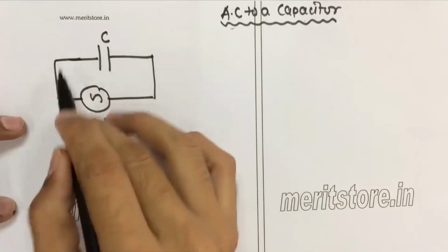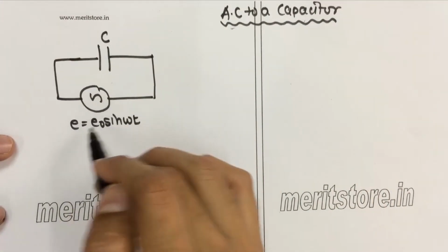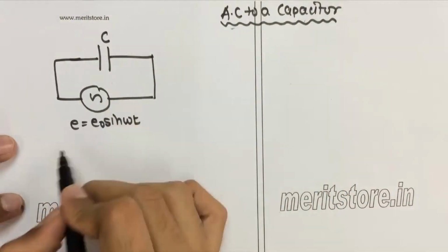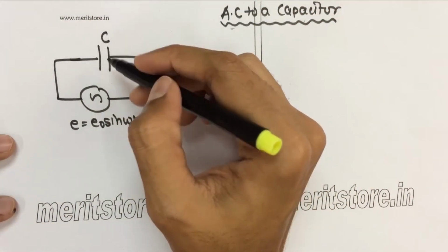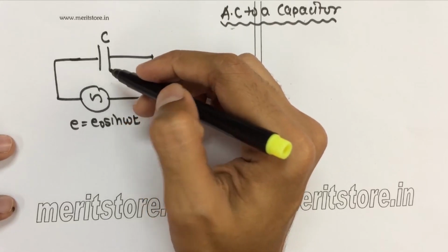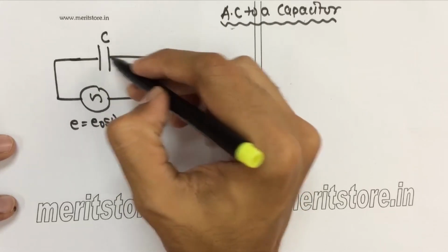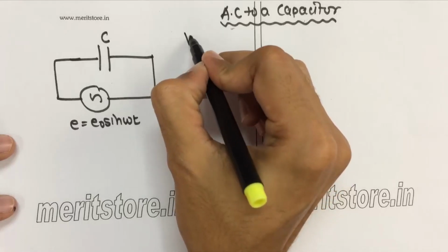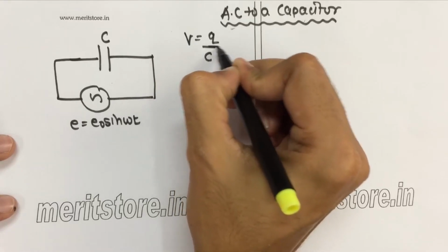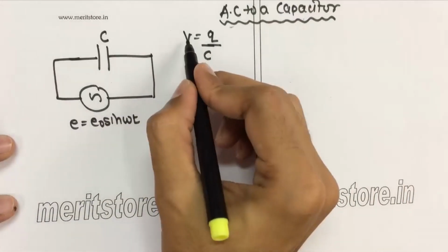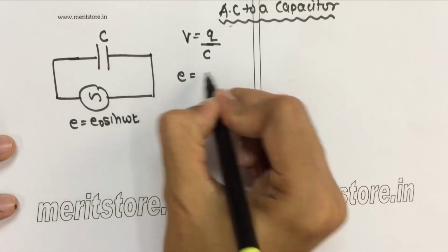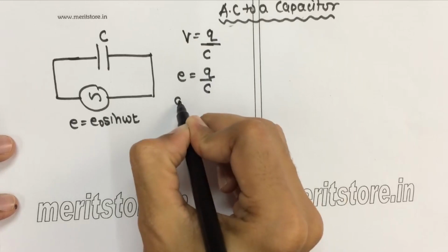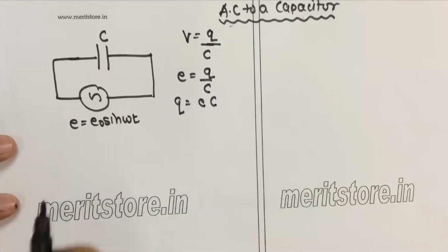The next concept is the alternating current when it is connected to a capacitor. So this is a capacitor connected to an alternating EMF E. The equation for the EMF is E equals E0 sin omega t. Now the capacitor is going to store some charge, and the potential difference across the plates of the capacitor is given by V equals Q upon C, where V can also be written in terms of the applied EMF E, which equals Q upon C.